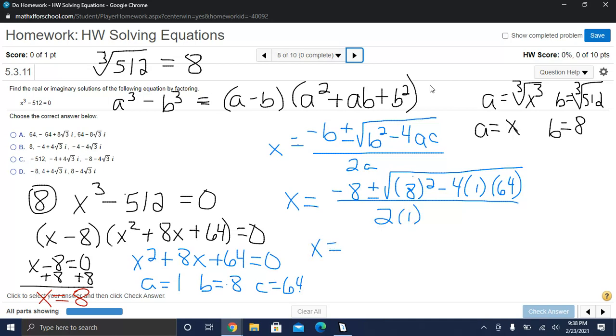So I can use my Desmos calculator to get the inside of the square root. So if you type in 8 squared minus 4 times 1 times 64, not including the square root, you will get negative 192.